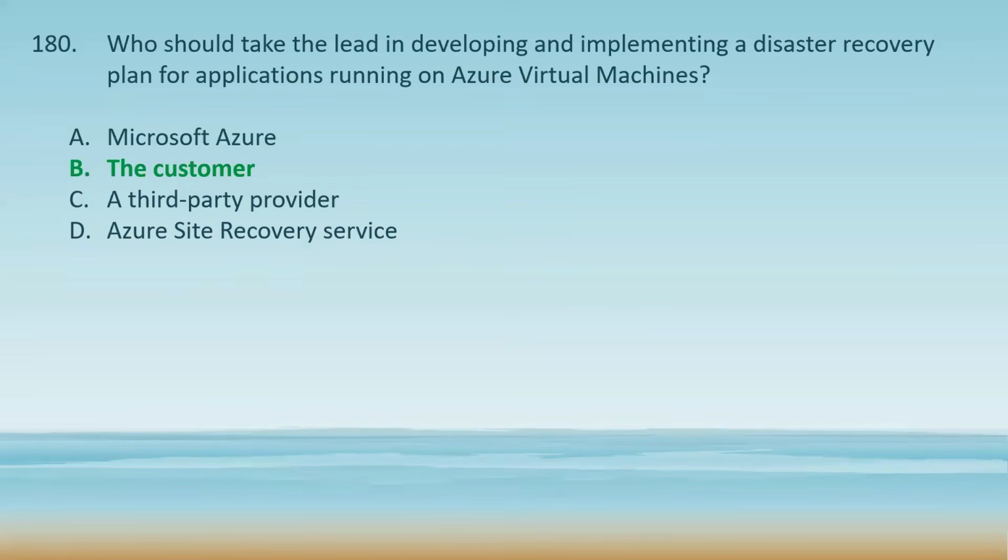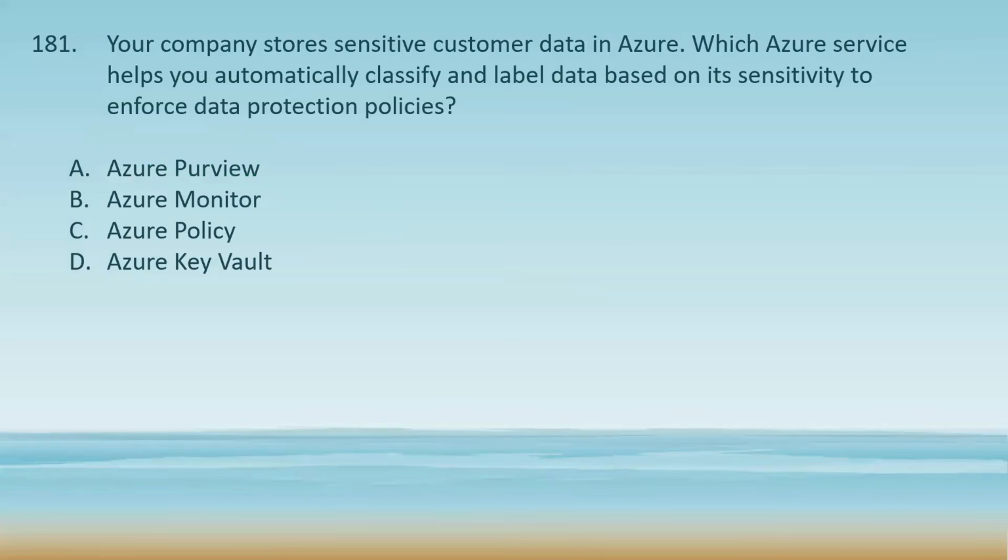Let's look at question 181 of the series. Your company stores sensitive customer data in Azure. Which Azure service helps you automatically classify and label data based on its sensitivity to enforce data protection policies? Your options are Azure Purview, Azure Monitor, Azure Policy, Azure Key Vault. The Azure service that helps you automatically classify and label data based on its sensitivity to enforce data protection policy is Azure Purview, which is option A here.